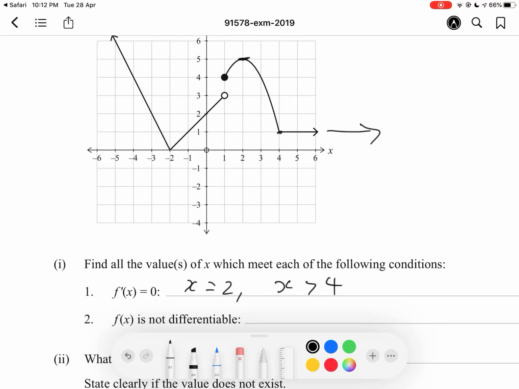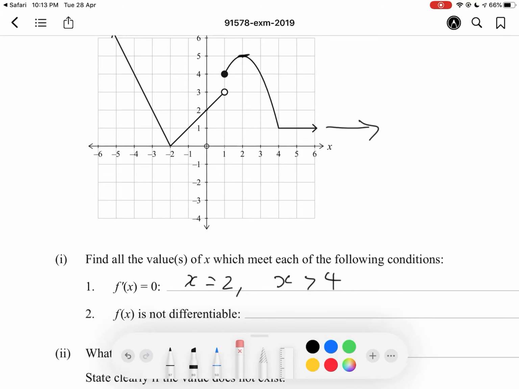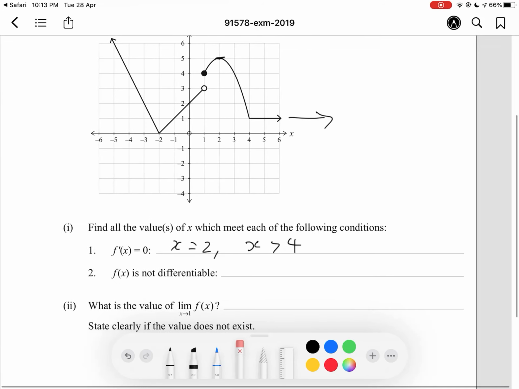You might be tempted to write equals 4, but that is incorrect. You'll get marked down because at x equals 4, it is not differentiable because it's a sharp corner. It's a sharp turn. It is not differentiable. Therefore, the gradient function is not 0. So it's not differentiable at that point. So you have to write x is greater than 4. Do not write x is equal to 4 because that is incorrect.